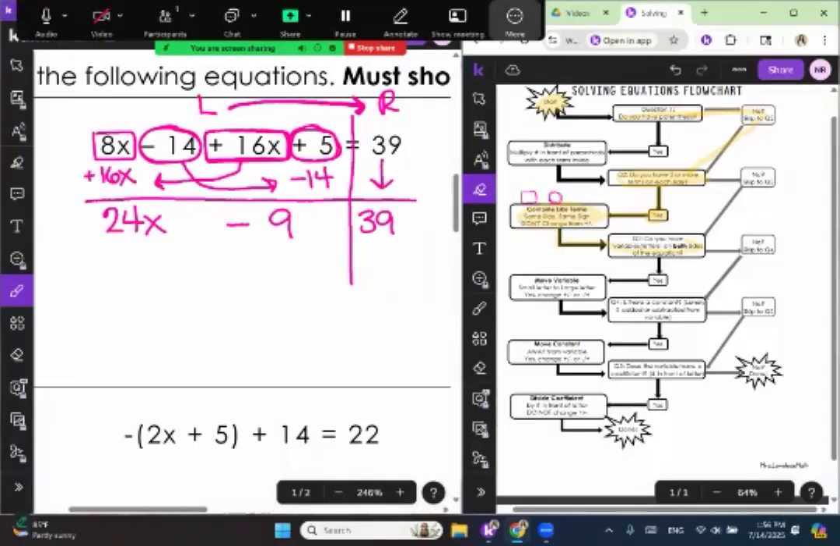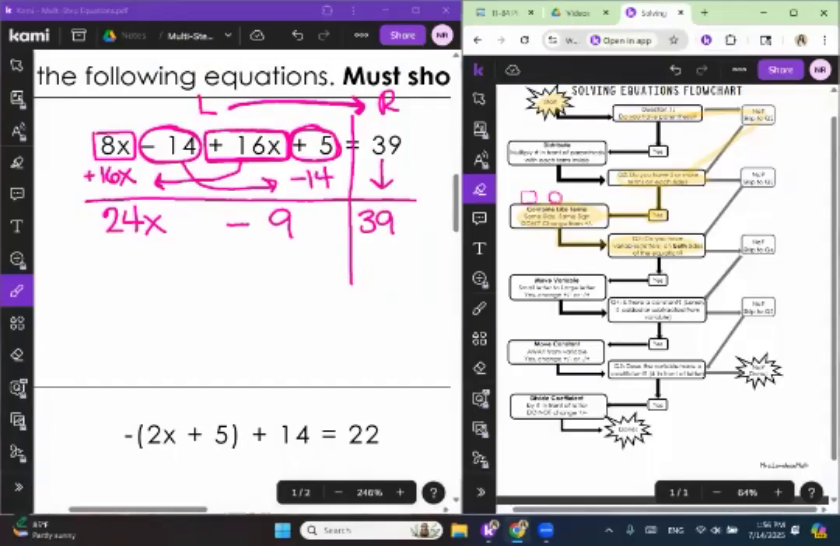Question 3. Do you have letters on both sides? Well, I have a letter on the left, but I don't have one on the right. So that would be a no. Going down. Is there a constant? Yes, there is a constant. Between 24x and 9, 9 is the one that does not have a letter. So minus 9 changes to plus 9.